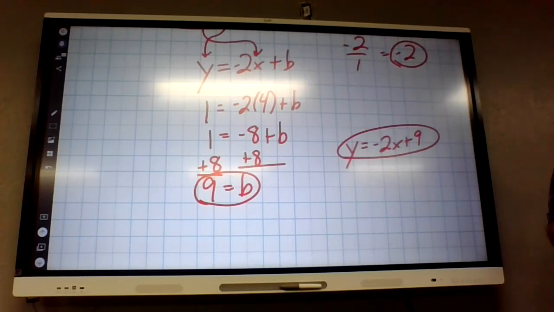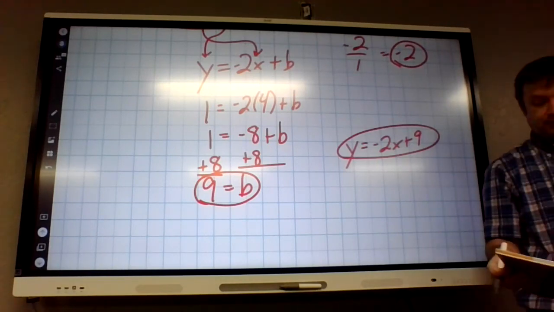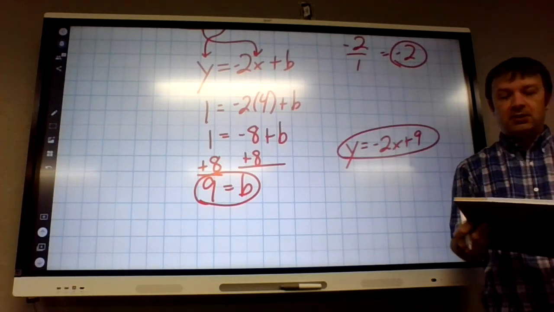Okay, so yeah, 42 is just kind of like 40. It's supposed to be perpendicular, so you have to do a perpendicular slope. So it would be 1/2 instead of negative 2.